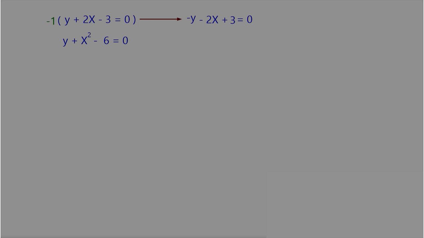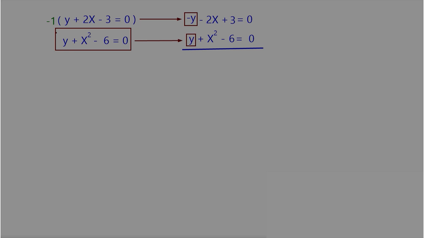We can rewrite equation 2 below, and then draw a horizontal line and subtract. Y plus minus y will cancel to give only 0y. X squared and 2x are not really like terms, so we write x squared minus 2x. -6 plus 3 equals -3. Zero plus 0 gives 0.